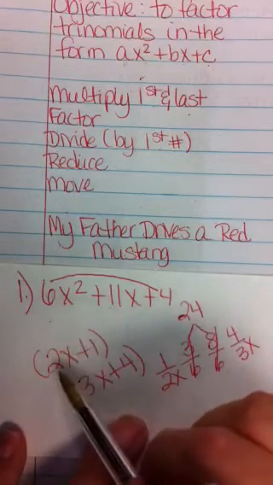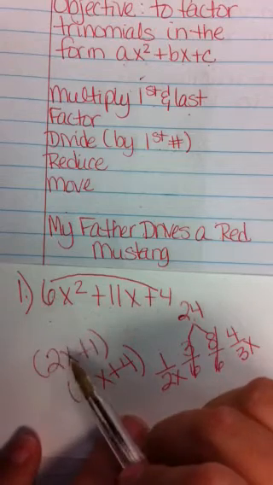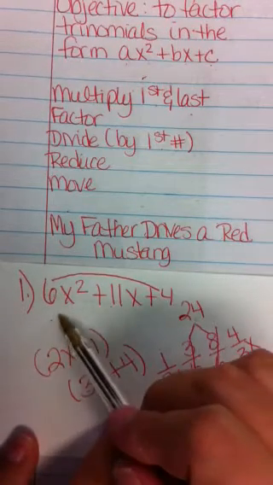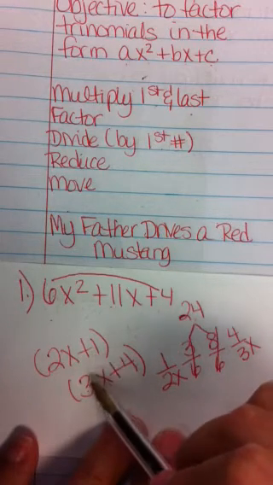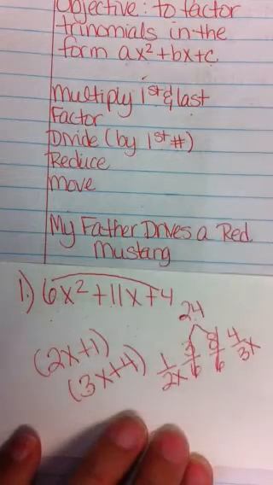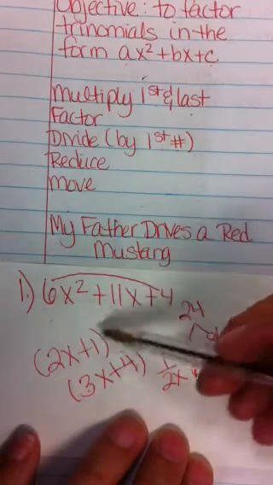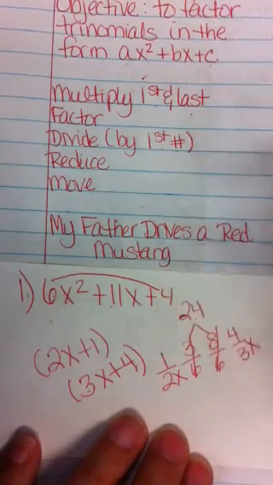If we do FOIL, or multiply, using our distributive property, 2x times 3x is 6x squared. 2x times 4 is 8x. 1 times 3x is 3x. If we put those two together, we do get our 11x, and then 1 times 4 is 4.